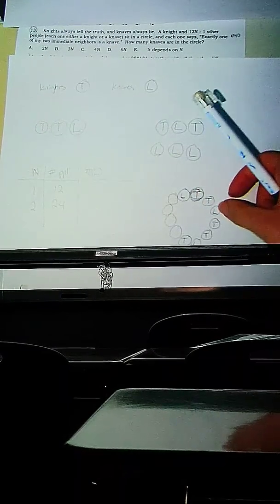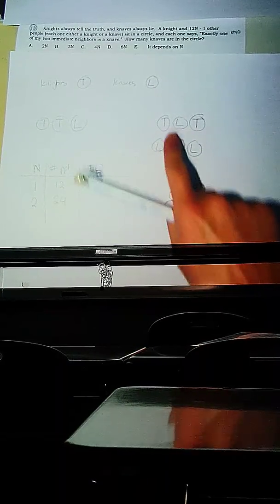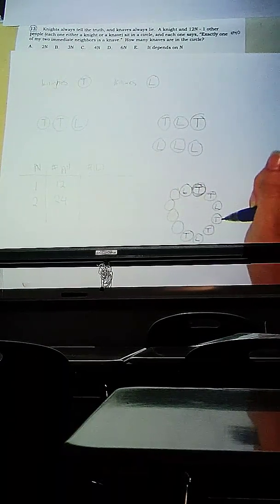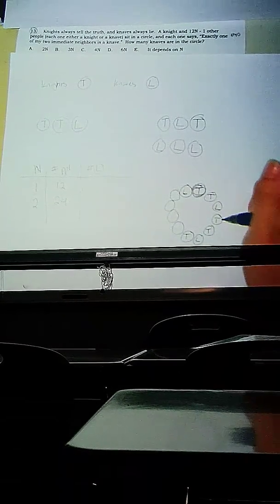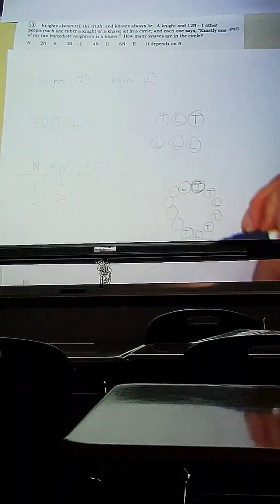And then this knave can be surrounded by either two knaves or two knights. So since he has a knight on one side, he has to have another knight on his other side. And then the process repeats. This knight, since it has a knave by him, has to have another knight. And this knight has a knight and a knave, and so on.